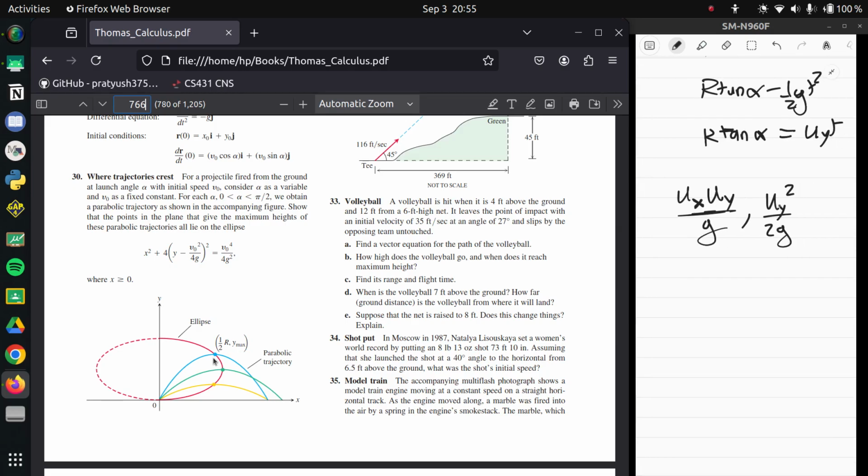Right? So your uy is variable. Ux is also variable. Oh, your initial velocity is constant, isn't it? Okay, then you can rewrite it. So it just becomes u squared sine cosine upon g, and this thing is u squared sine squared upon 2g.